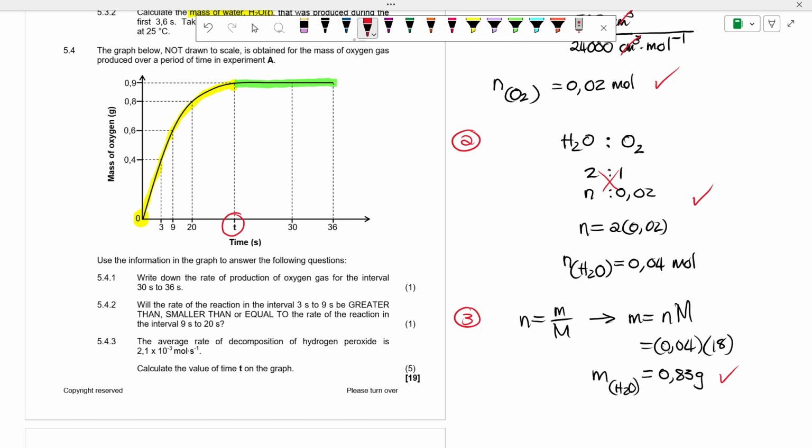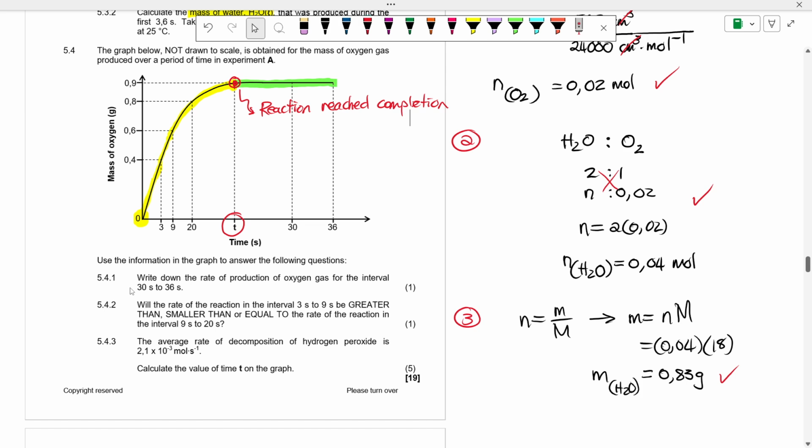So what does that mean about this point? What has happened there? The reaction has completed. Yes, the reaction has reached completion. So we can say reaction stops or completion. But it's important that you understand what that means. So the mass stays the same value. It means that we are no longer producing, which means our reactant has run out. Okay, use the information in the graph to answer the following questions.